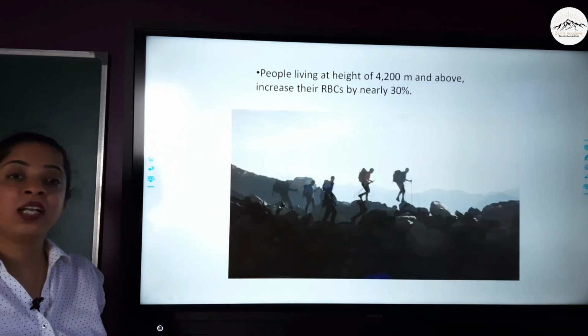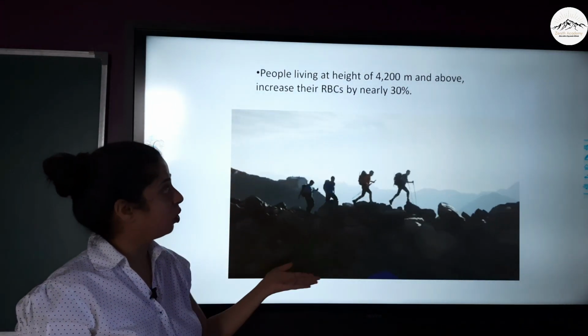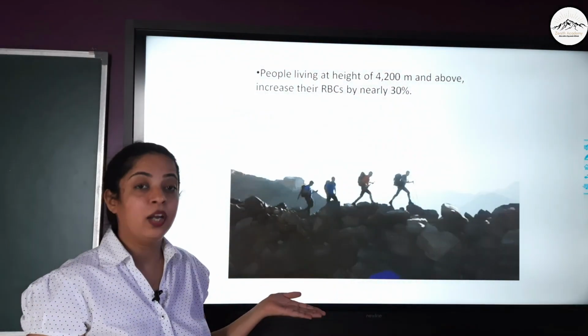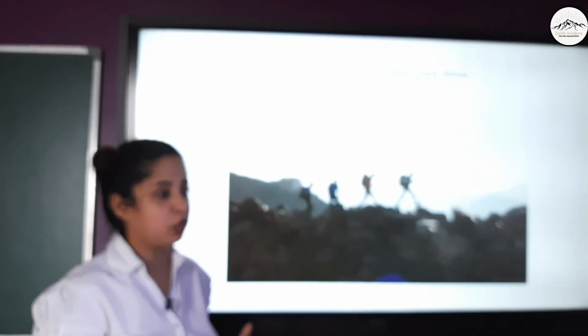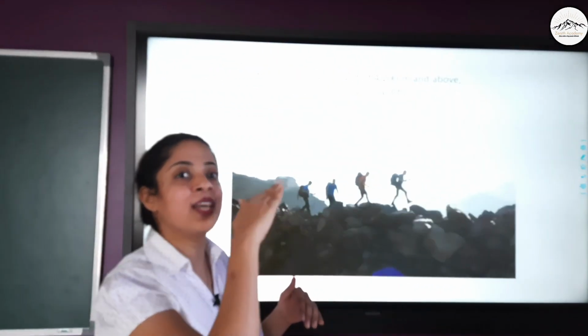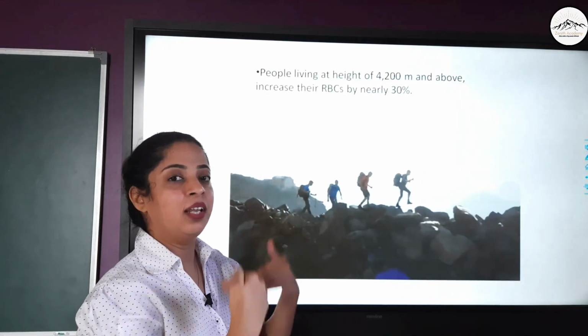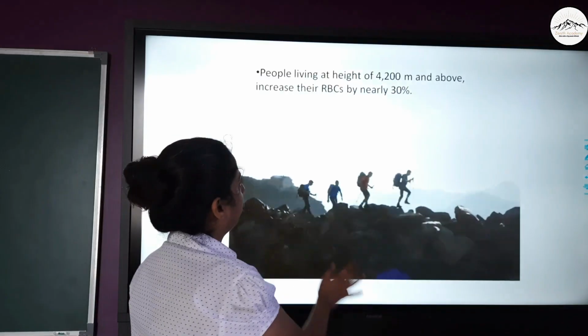The people living at a height of around 4,200 meters and above, their RBC has a noted increase of 30%, to allow more oxygen absorption. You know that at higher heights the oxygen is low because the air is thinner. So if their number of RBCs is more, they can take in more oxygen.